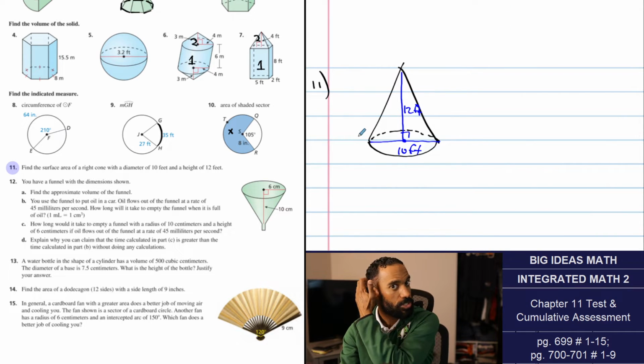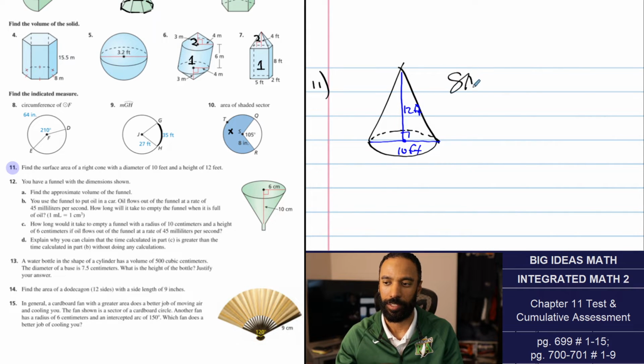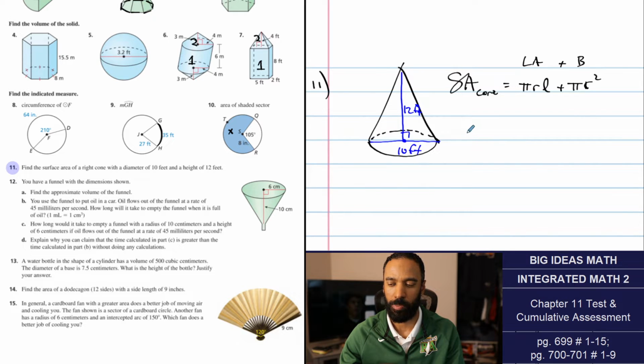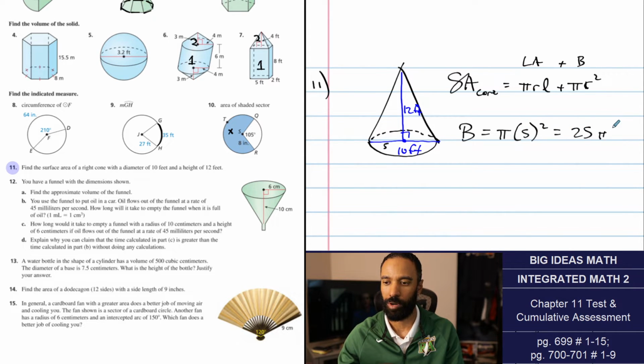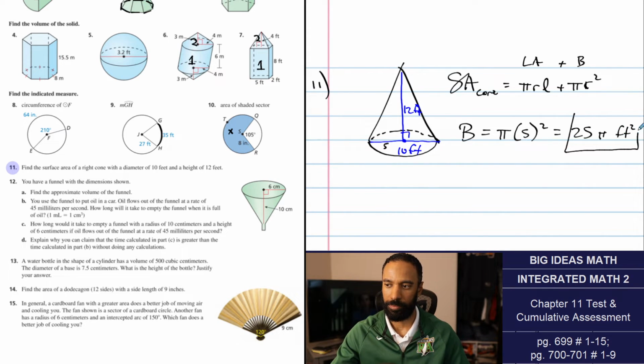For a cone's volume, it's 1/3 area base times height. For a cone's surface area, we have to take pi RL plus pi R squared. Now, before I talk about L, let's just start with the area of the base. This is lateral area plus base area. The area of that base, pi R squared, is going to be pi times, well, half of 10, we get 5 feet. 5 squared, which is 25 pi square feet. Okay, we have the area of the base. I'll just kind of box it so we know that we have it.